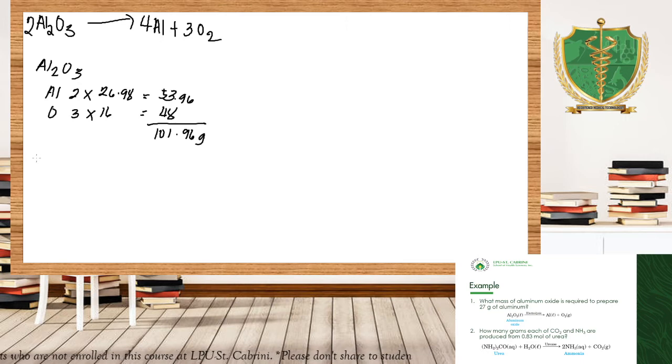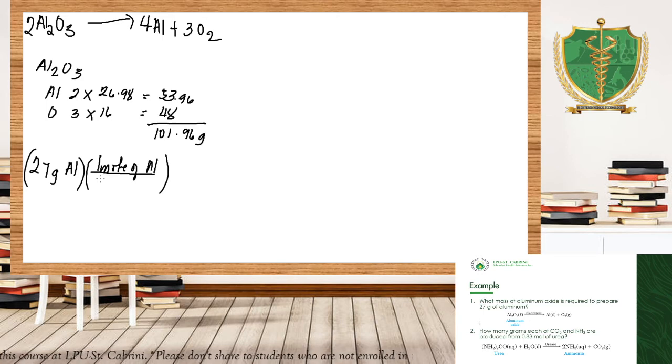So how are we going to solve for this one? Again, we have 27 grams of aluminum times 1 mole of aluminum is equal to 26.98 grams of aluminum. Where did this come from? Yes, 26.98 is for one aluminum.